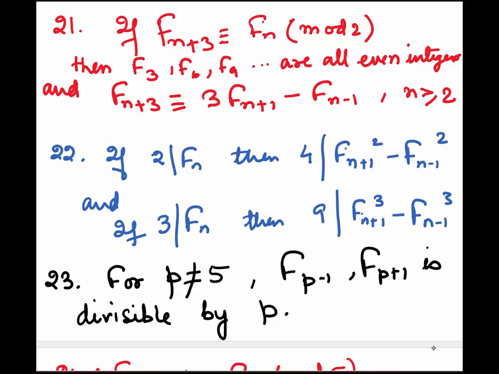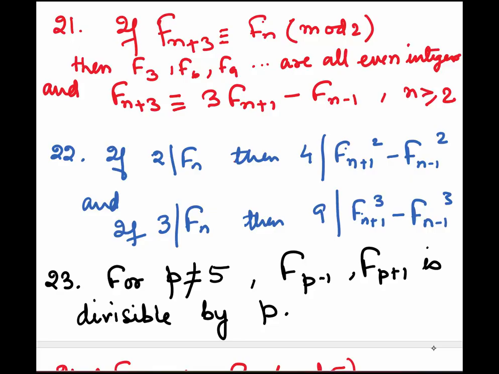Now look at this. f of n plus 3 is congruent to fn mod 2, then Fibonacci numbers of the form f of 3n. If I take n to be 1, 2, 3 and so on, you will get f3, f6, f9, etc. They are all even integers, and f of n plus 3 will always be equal to 3 f of n plus 1 minus f of n minus 1 for all values of n greater than or equal to 2.